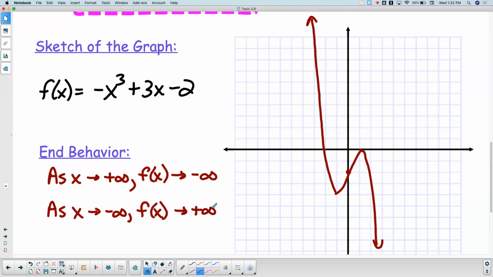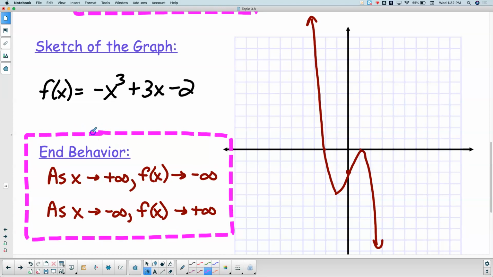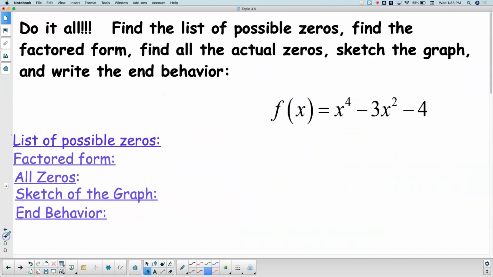Not written like that, you will get it marked wrong on Friday. That is how you write end behavior. I've seen a lot of different variations of that. None of them have been correct. Questions on that one? Awesome sauce. Same thing, different problem.